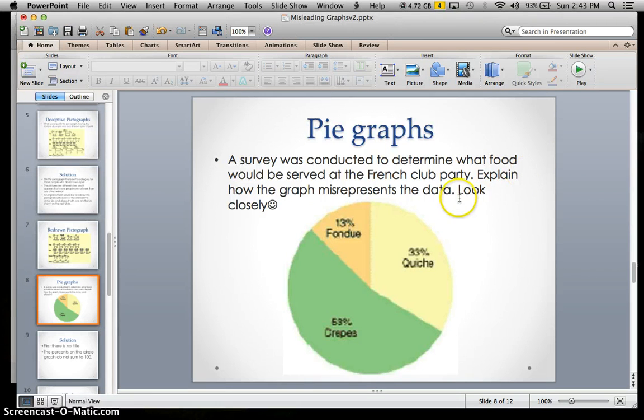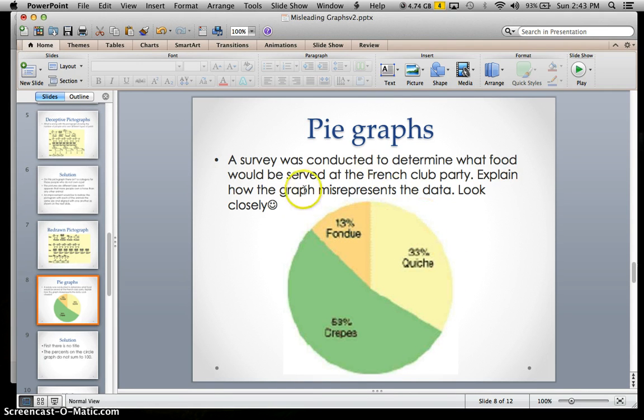And I give you a hint here to look very closely. Okay, so with our pie graph, we assume that our circle is 100%, and then we divide our graph into the different sections depending on the percentage of data that we get. Here 53% said that they wanted crepes at this French club party, 13% said they wanted fondue, 33% said that they wanted quiche.